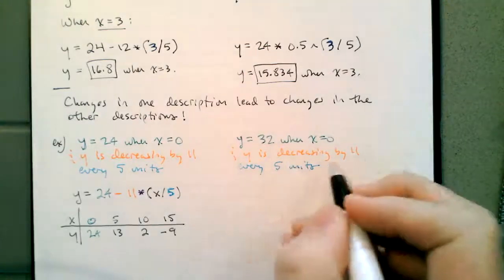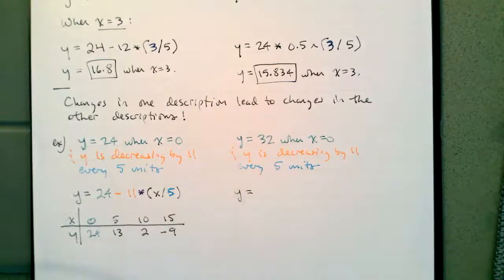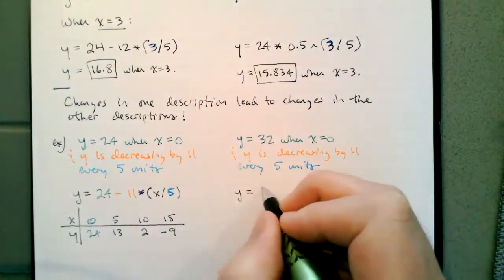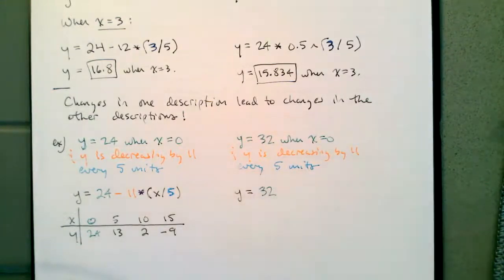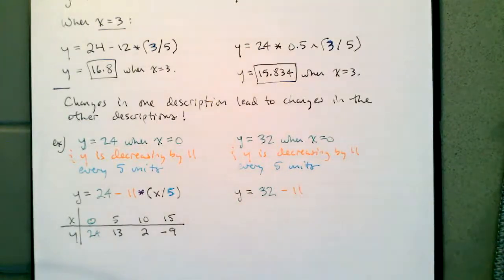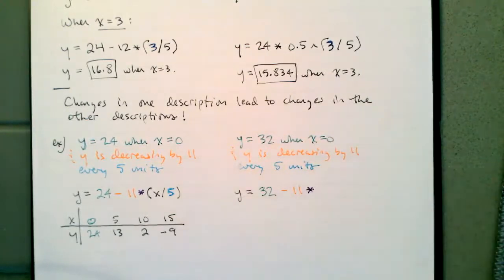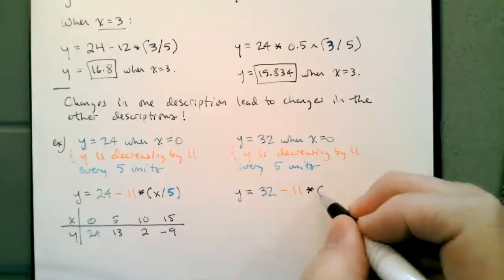We can write an equation. It's still decreasing by 11, but now we're starting off at 32 rather than 24. So 32 minus 11 a bunch of times. We're subtracting 11, so the repeated operation is multiplication. And this is happening every 5 units.